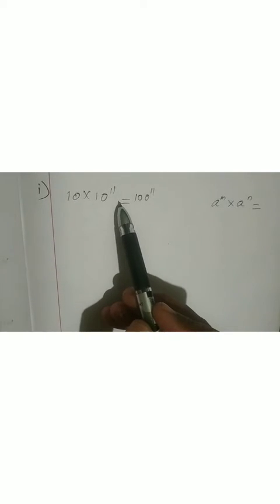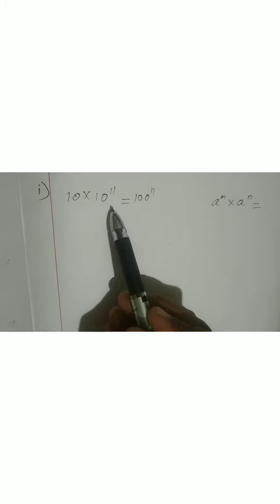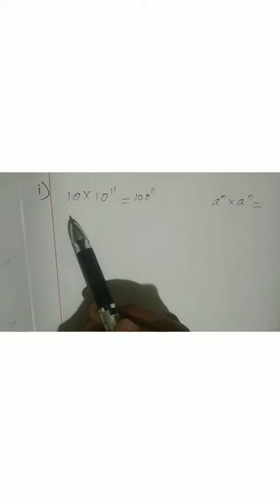Now we can discuss the third question. Say true or false and justify your answer. The first question is 10 multiplied by 10 raised to 11, which is equal to 100 raised to 11. We have to think about the answer.